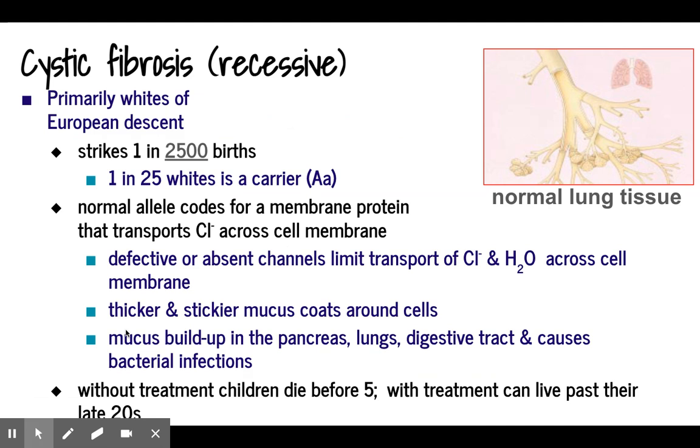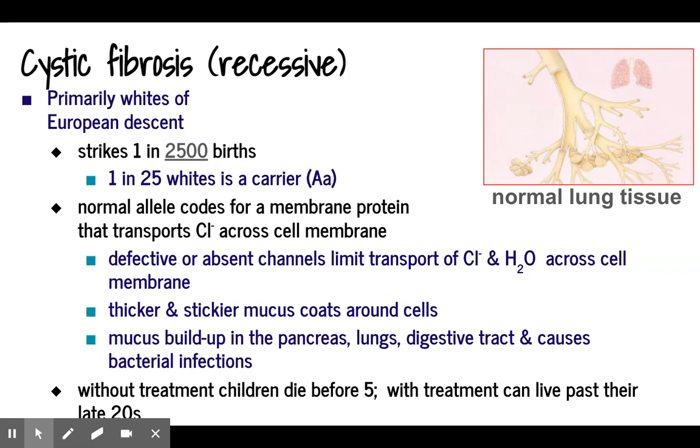All right, one of the disorders we want to look at is cystic fibrosis. Cystic fibrosis is autosomal recessive. Cystic fibrosis occurs primarily in whites of European descent. It strikes about 1 in every 2,500 births, and about 1 in 25 whites is a carrier of cystic fibrosis.